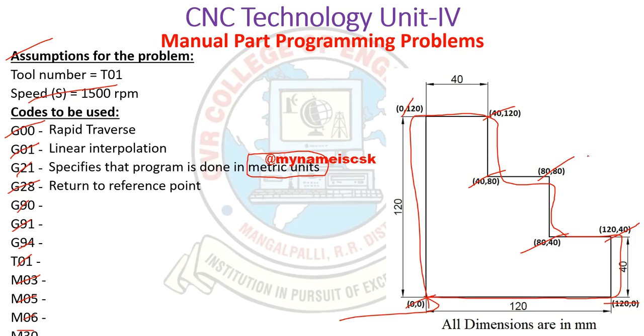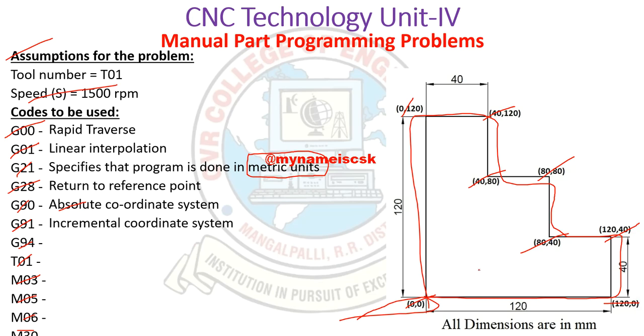Next, G28: after the program, after coming to this point, it has to go to the reference position. Like G90, we are using only absolute. Absolute is nothing but everything is with respect to the origin. So what are the calculations we have done? All the calculations are with respect to the origin only.